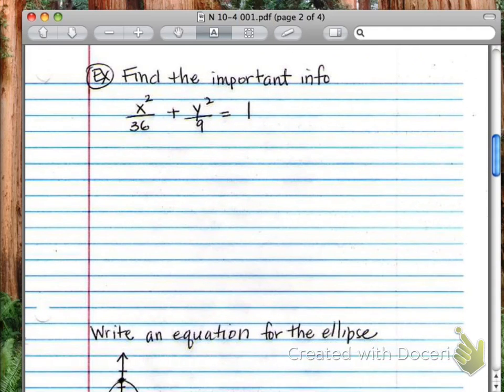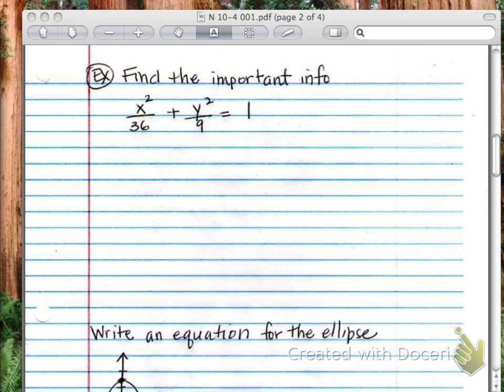Can you go to the very bottom line of that chart? Oh, that just says minor axis 2b, and it says that in both columns because it's the same. Length of minor axis is 2b. Okay, so here you go.